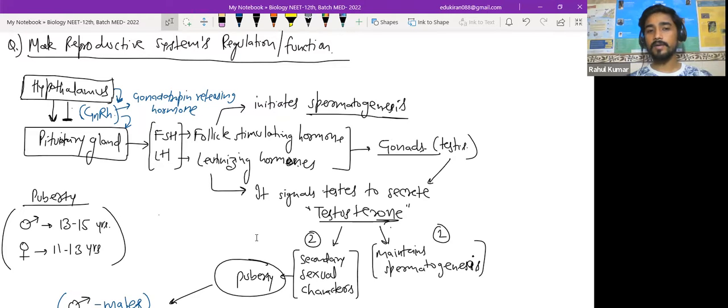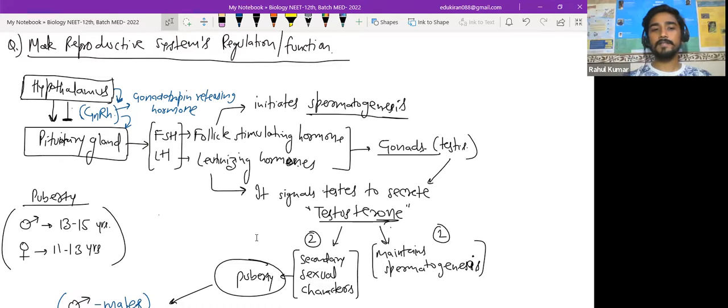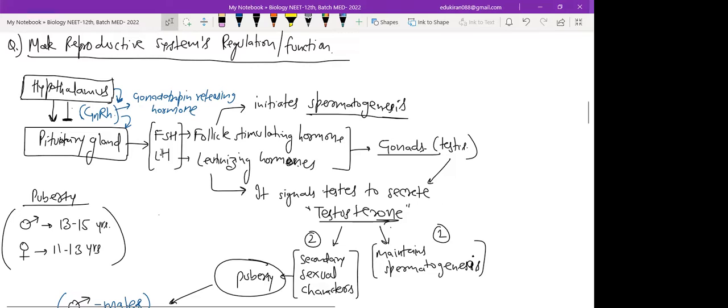LH stimulates the production of testosterone. And FSH initiates spermatogenesis. Initiates, see, it's there on your board. If there is any confusion, that's why I just made this arrow up for FSH and this arrow down for LH. See, you can remember it.